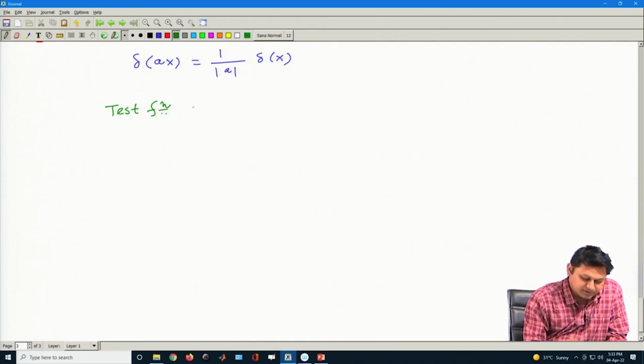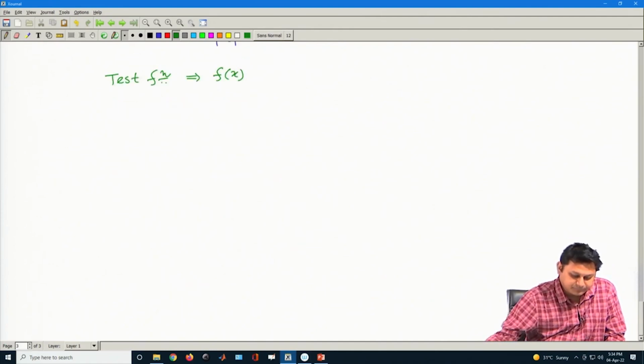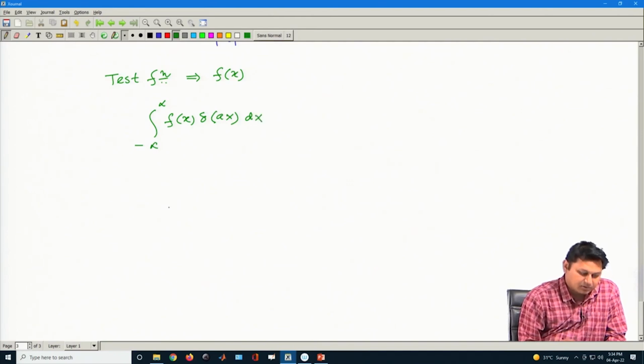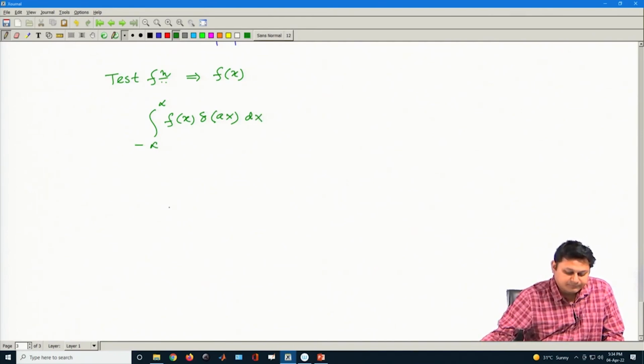And this test function is f(x), over which we will operate this operator, this function. So, now I want to find out this quantity, minus infinity to infinity, our favorite integral f(x), but instead of delta I will want to find the integration for this given function delta(ax) dx.